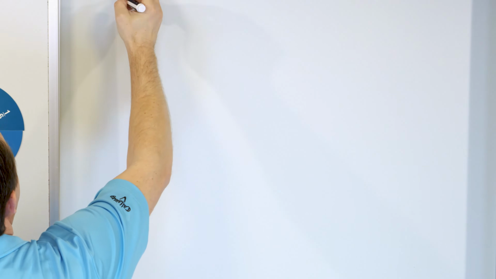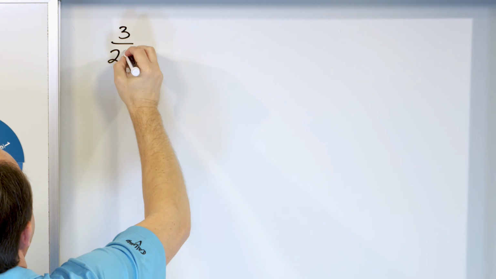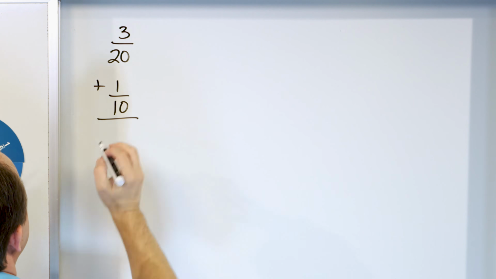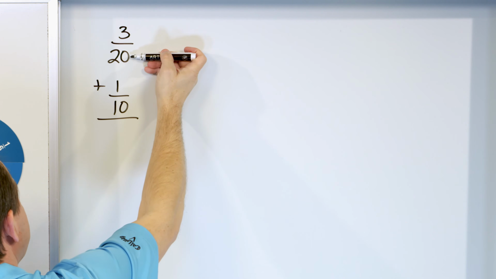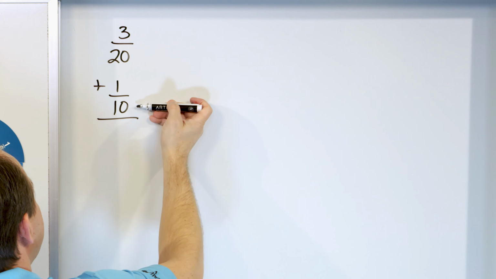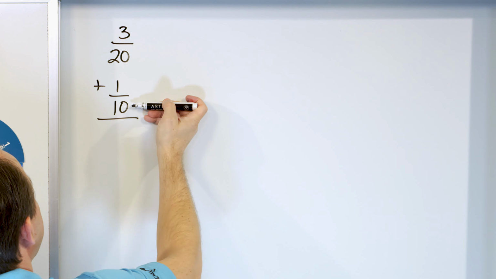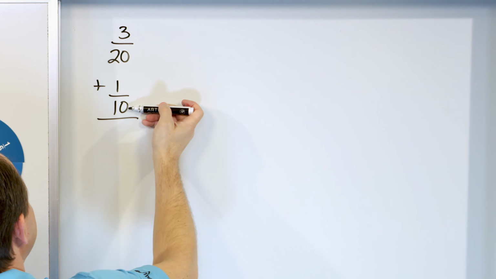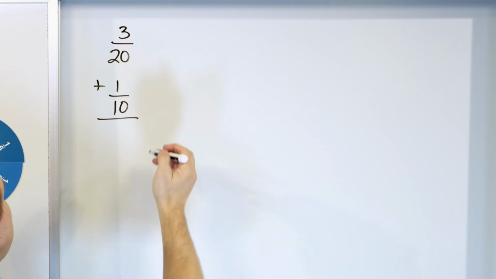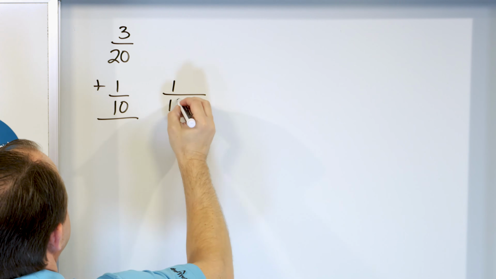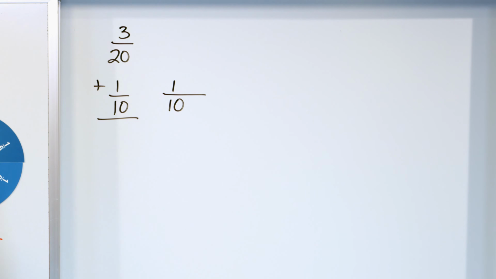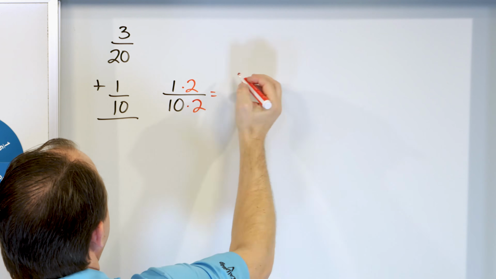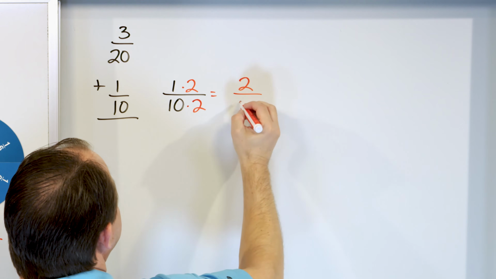Let's take a look at 3/20ths, and we're going to add to that 1/10. So I have a 20 in the denominator and a 10. How do I get a common denominator? I can take this fraction and multiply by 2, 2 on the top and 2 on the bottom. 2 times 10 is 20, then it'll match. So here I have 1/10, and I'm going to multiply the top and bottom by 2. And so 1 times 2 is 2, and then 10 times 2 is 20.